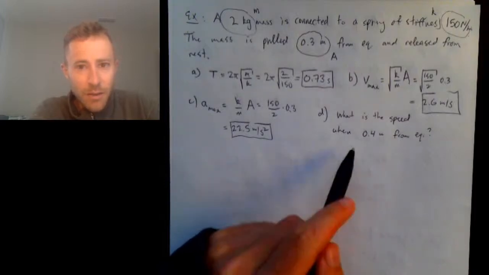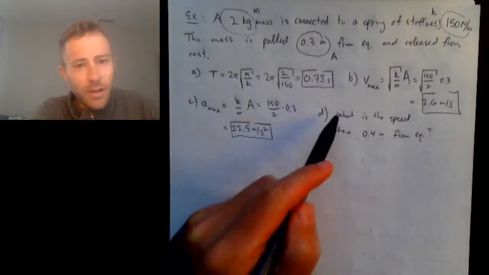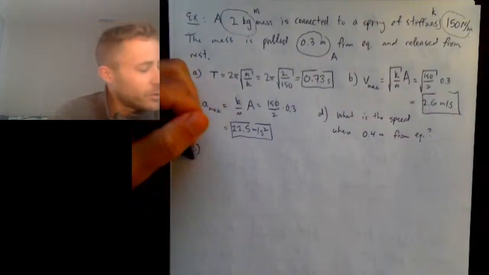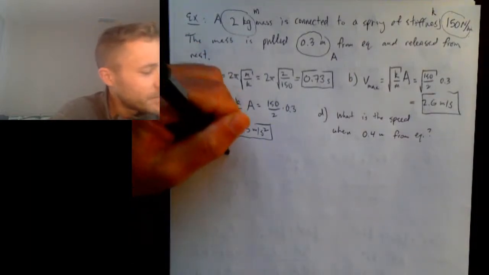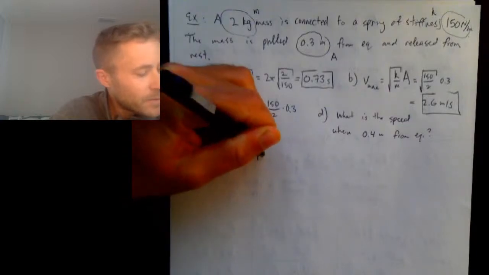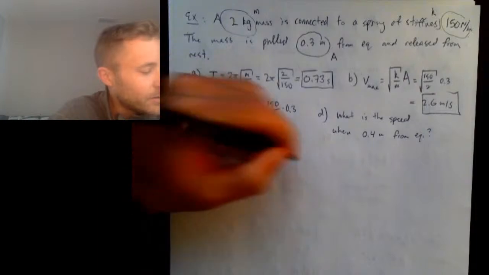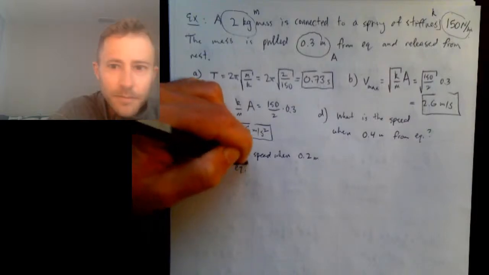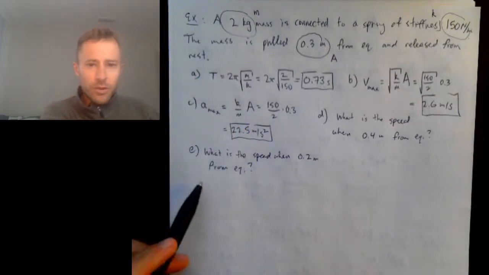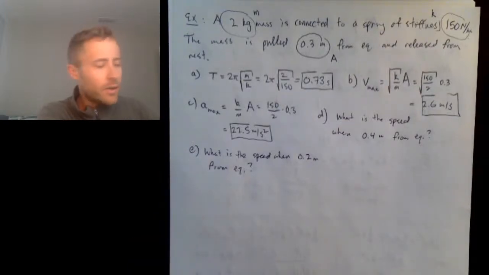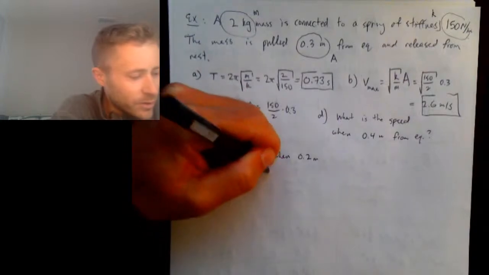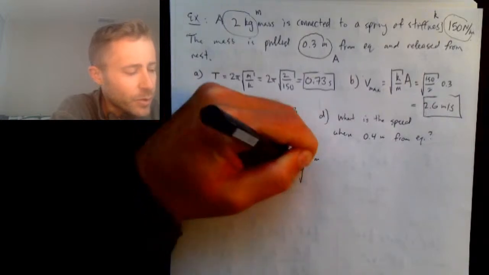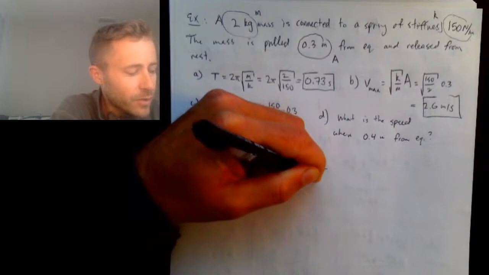It does not require any math whatsoever, all right? So type in the answer to that if you know it. And while I wait for an answer, I'm going to put in the last part, which is, what is the speed when 0.2 meters from equilibrium? Okay, so whenever we're trying to find the speed at a certain location, we want to use this equation, v equals square root of k over m times square root of A squared minus x squared.